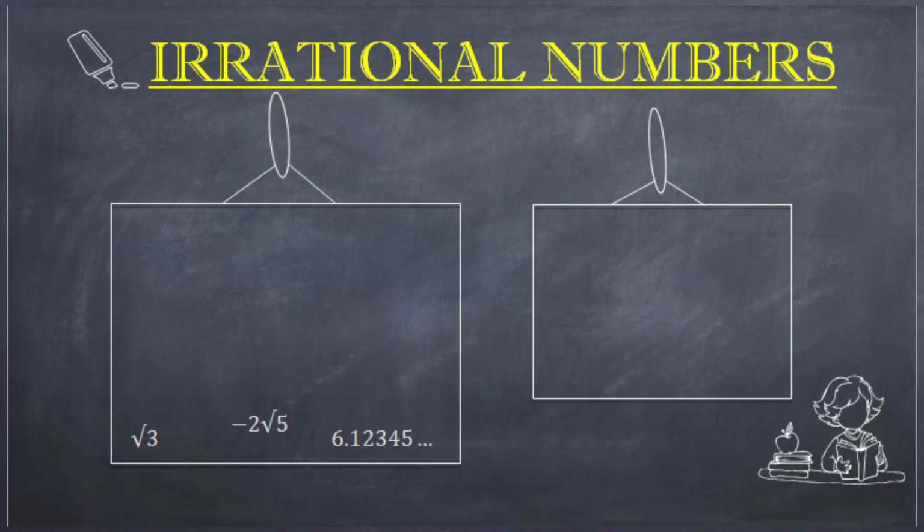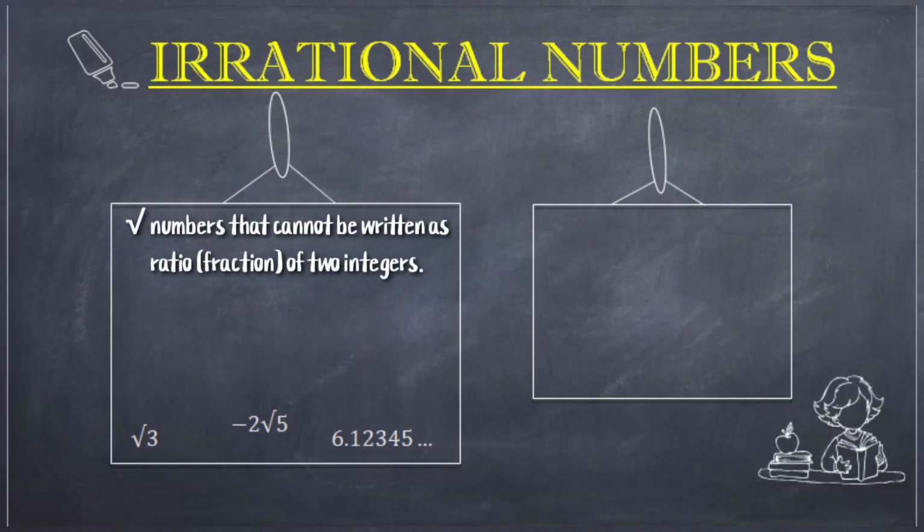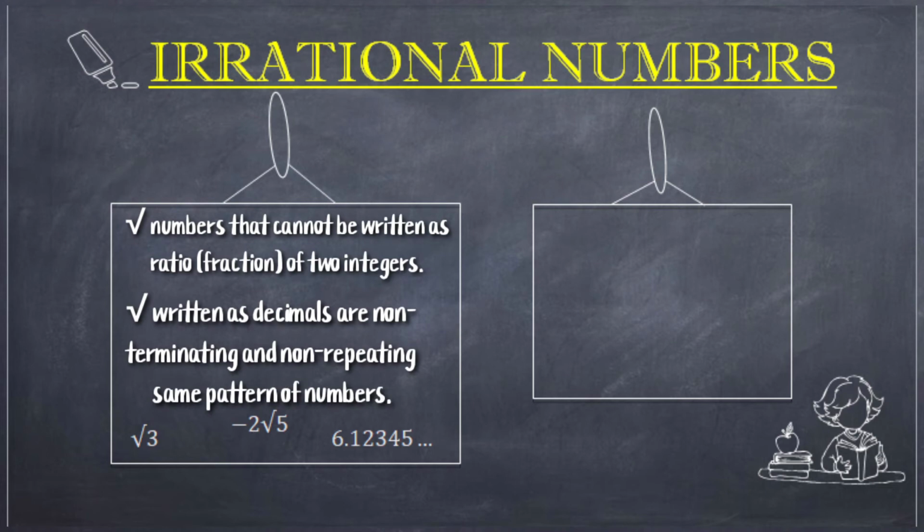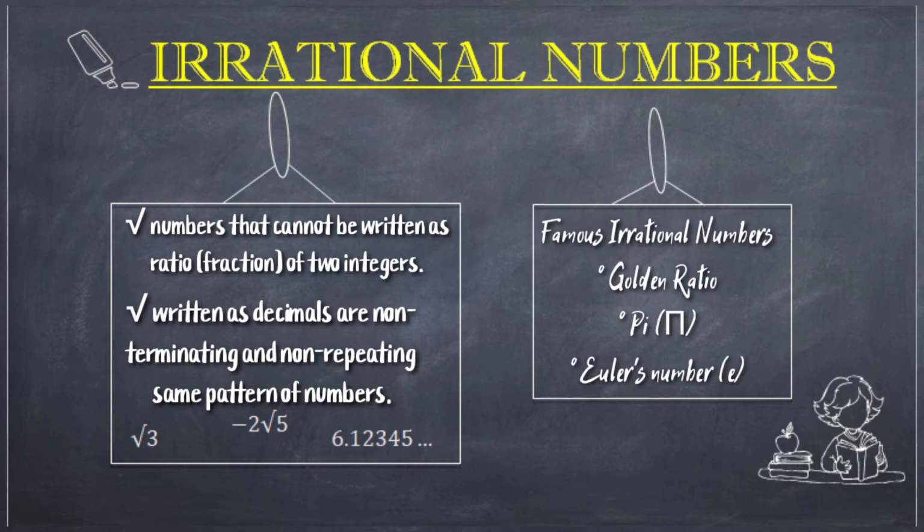On the other hand, irrational numbers are numbers that can't be written as a ratio or fraction of two integers. They can also be written in decimal form with non-terminating and non-repeating patterns of numbers. The three famous irrational numbers are the golden ratio, pi, and Euler's number.